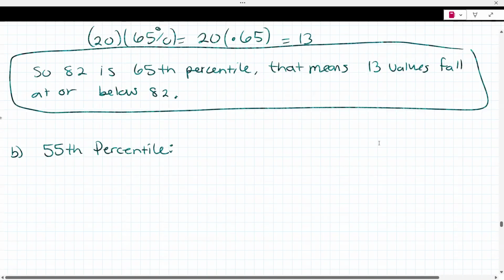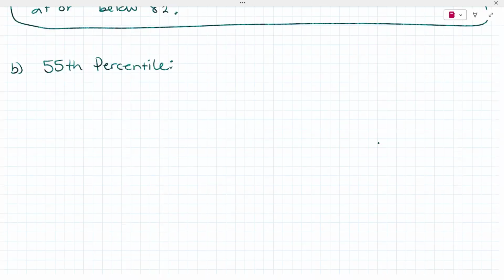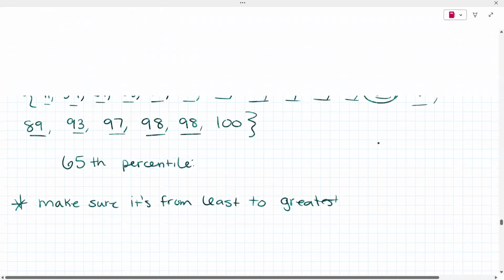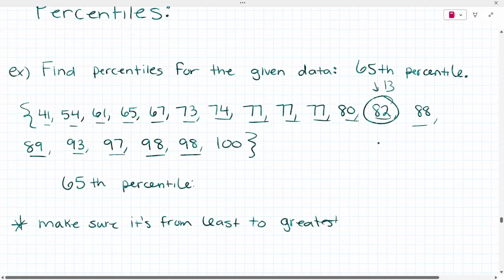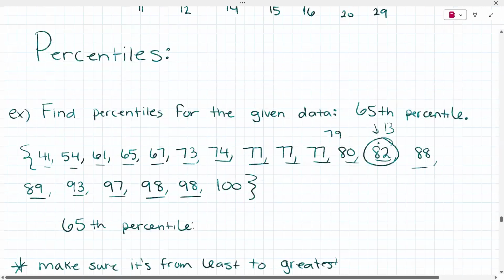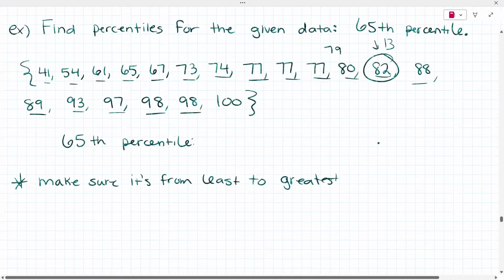Part B says find the 55th percentile. So there's still a total of 20 numbers and then multiply it by 55%. So that's going to be 20 times 0.55, and that gives you 11. And if you look at your numbers, the 11th term is 1, 2, 3, 4, 5, 6, 7, 8, 9, 10, 11. Oh, I know why. There should be 79 here. That's why I was a bit off. So the 11th term is 79.